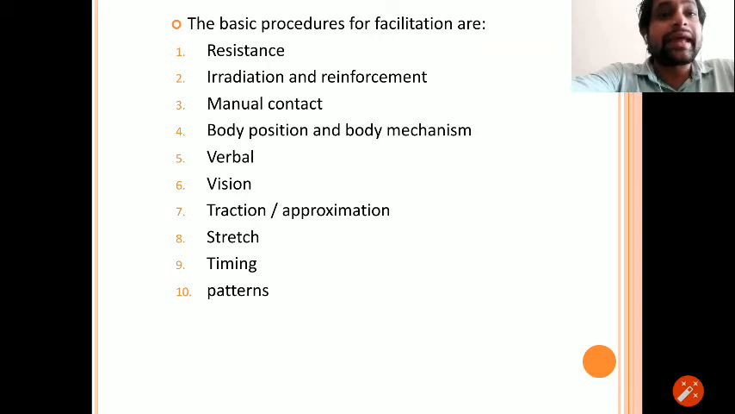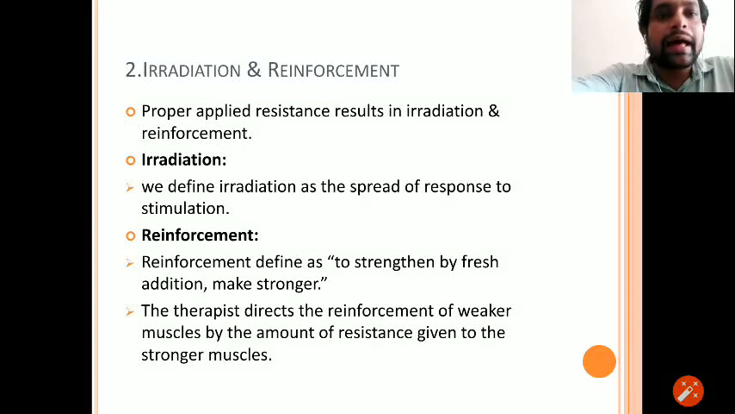So mainly we have 10 basic procedures for facilitation: resistance, irradiation, reinforcement, manual contact, body mechanics, verbal, vision, traction, approximation, stretch, timing and patterns. So let's start with irradiation and reinforcement. What does irradiation mean? Irradiation means transfer of energy or overflow of energy.